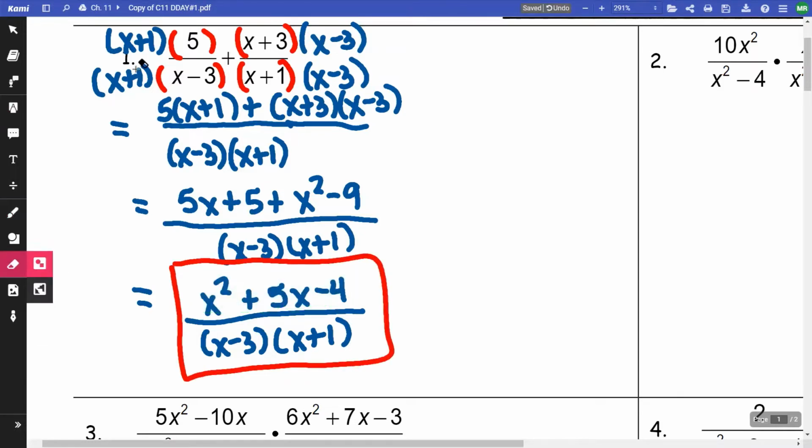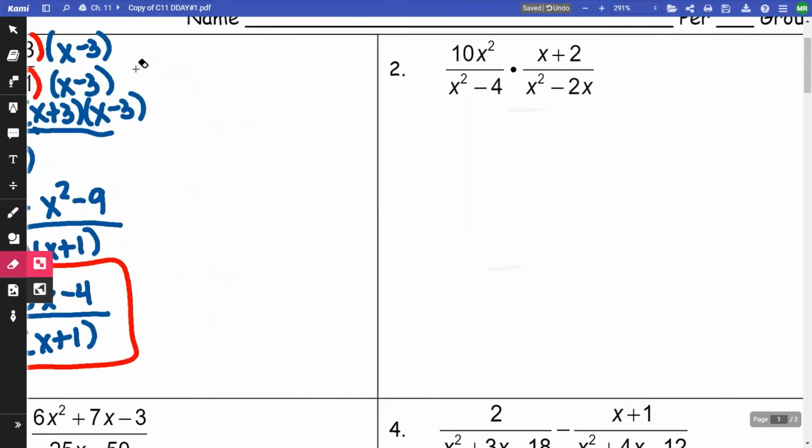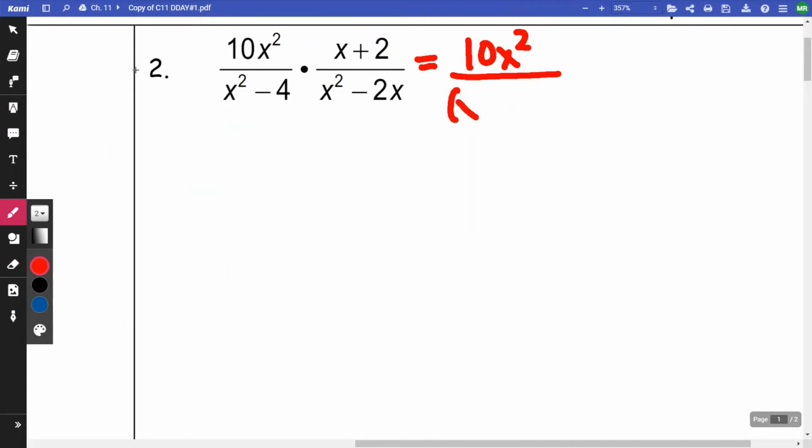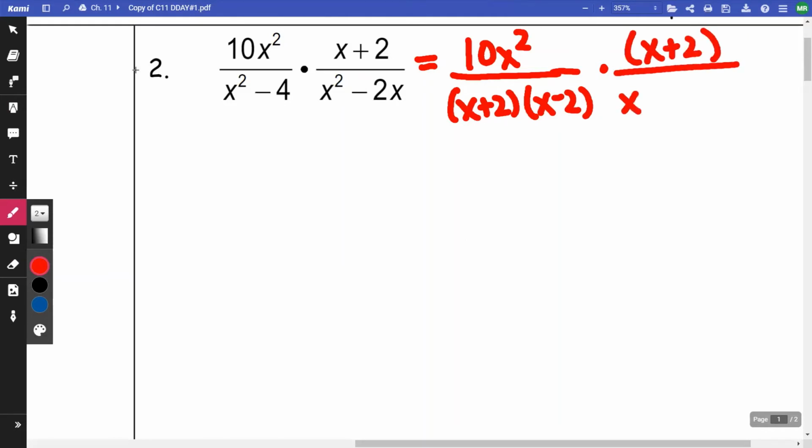Okay. Number 2. This one is multiply. I don't need to get a common denominator. I want to factor everything. So on top, that's going to stay at 10x squared. On the bottom, I'm going to get an x plus 2 times x minus 2 times, and then I'm going to have an x plus 2. And on the bottom, I can factor out an x and get an x minus 2.